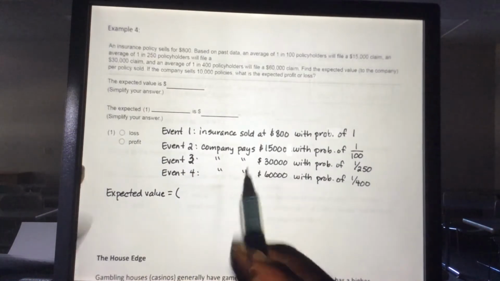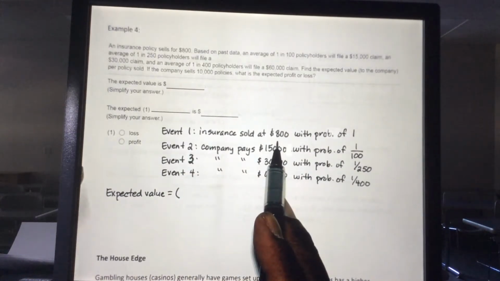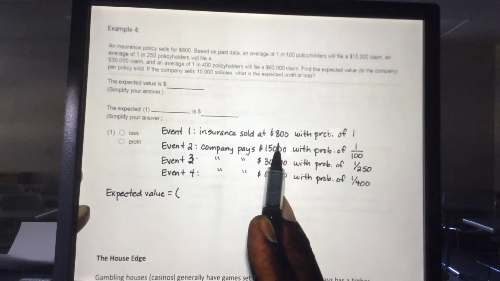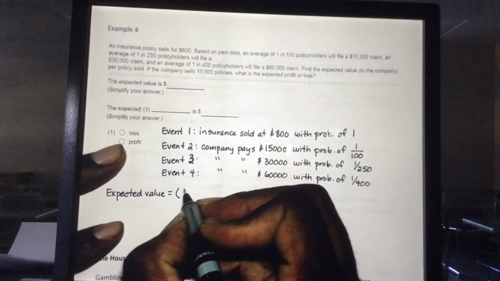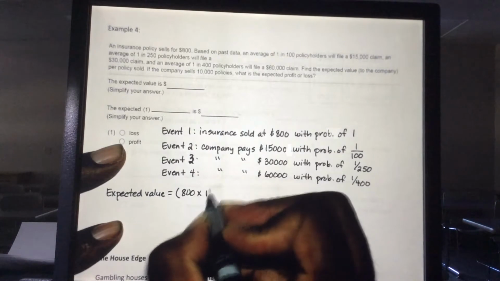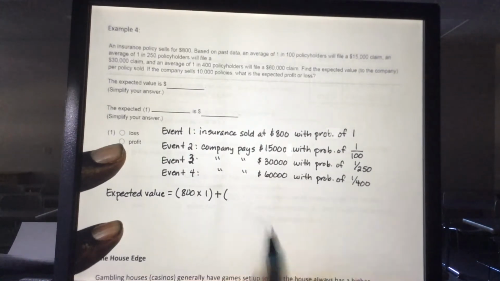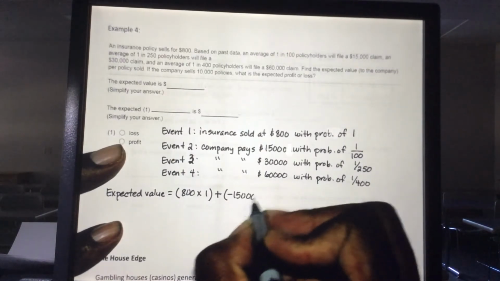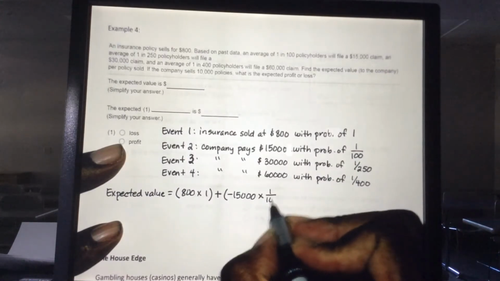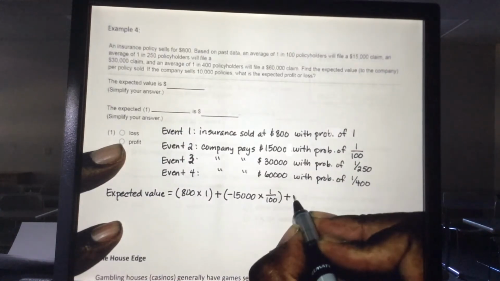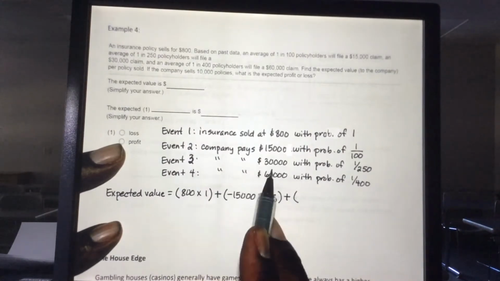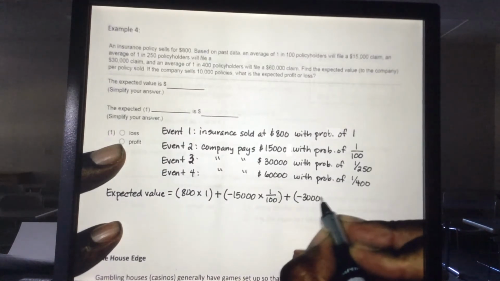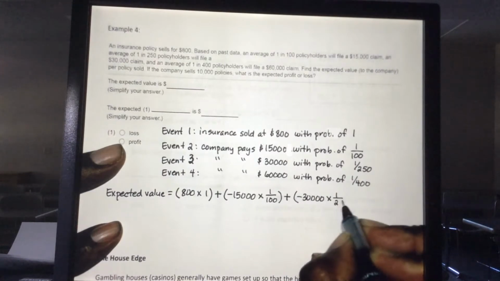Okay, that's going to be this, $800. The insurance company sells that to the individual. That probability is going to be 1. So that's going to be $800 times 1. And then plus, now the company is going to pay $15,000. So that's going to be a negative $15,000 times its probability of 1 over 100, plus. And then the third event is where the company pays $30,000. That's going to be negative as well. So we got negative 30,000 times 1 over 250.